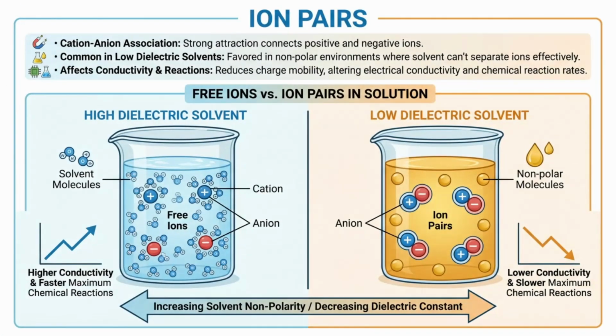In solution, especially in solvents with low dielectric constants, oppositely charged ions may not completely separate. Instead, they can remain associated as ion pairs. These ion pairs behave differently from free ions and can influence reaction rates, equilibria, and electrical conductivity. Understanding ion pairing is important in both physical chemistry and reaction mechanisms.